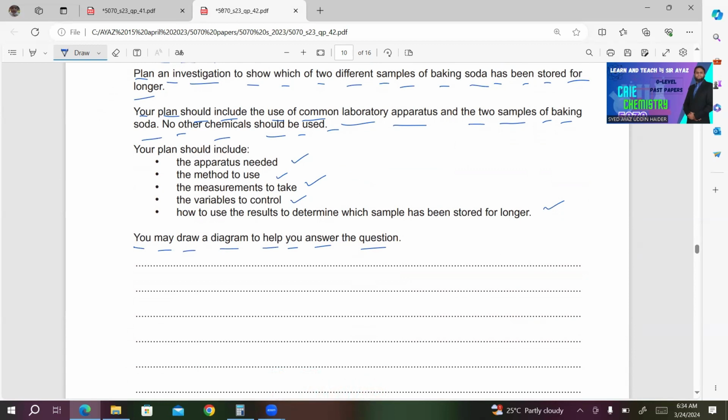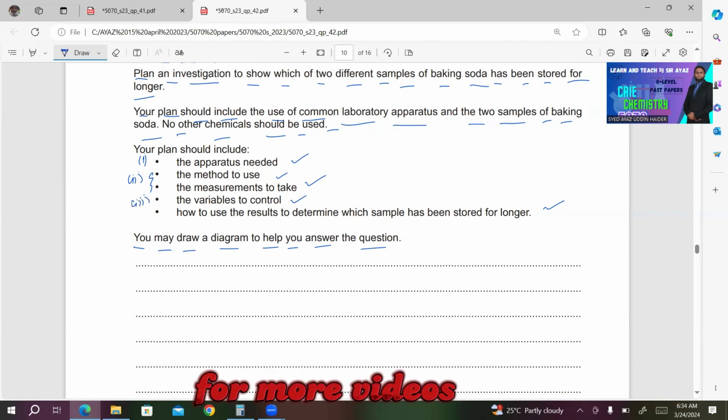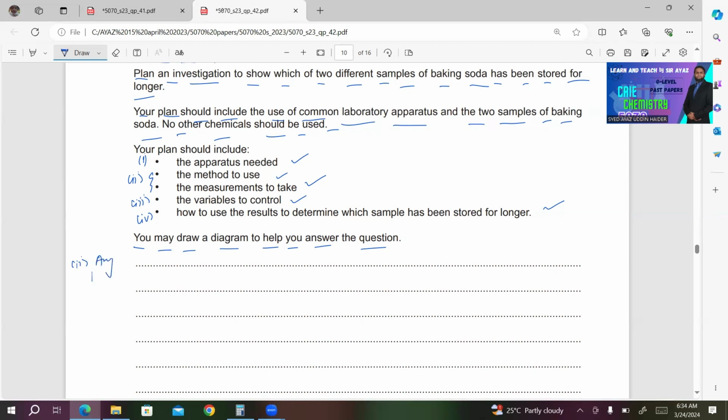So let's divide it. We have 1 here, we'll do this later on. And we have method and measurement, so we'll place it number 2. And we have control, number 3. And using the result, so we'll see what we have deduced in the end. So let's start from number 2. For number 2, they are talking about method and measurement. So any one of these you can write.